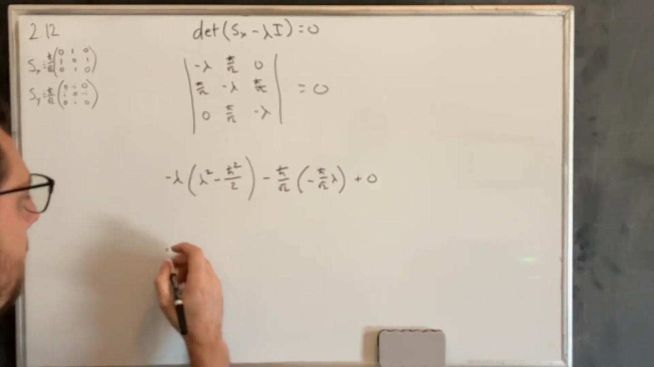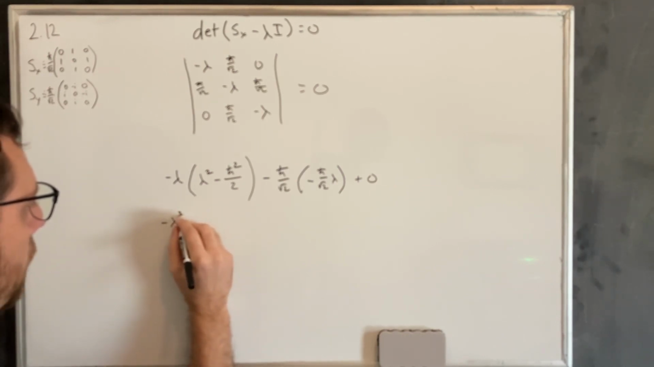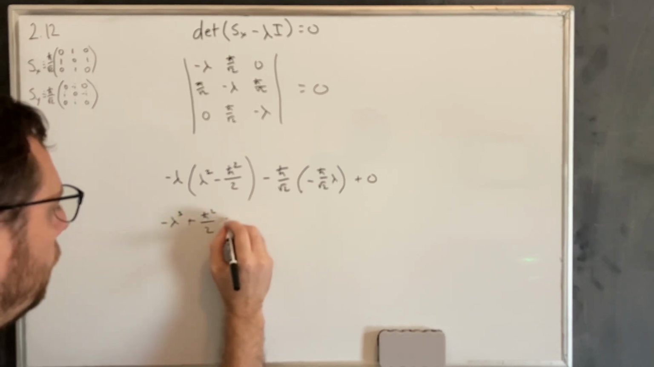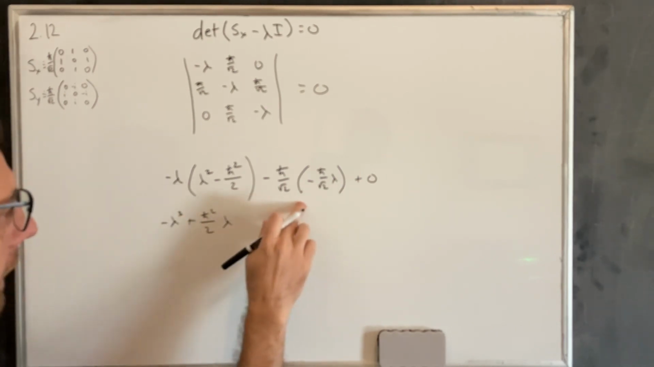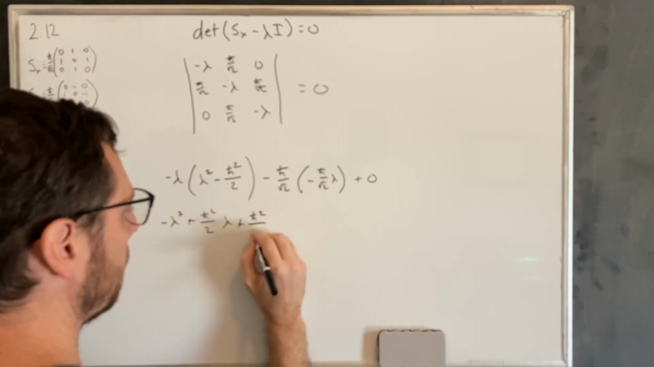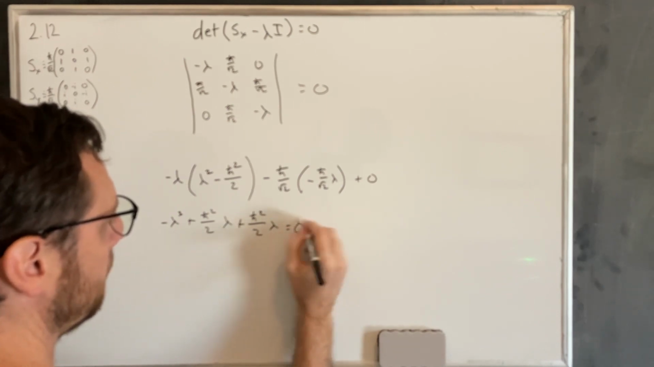Okay, we'll go ahead and multiply these in. So we'll have a negative lambda cubed plus h bar squared over 2 lambda. And then here we have a minus and a minus. It's going to make a plus h bar squared over 2 lambda. And this is still going to equal 0.